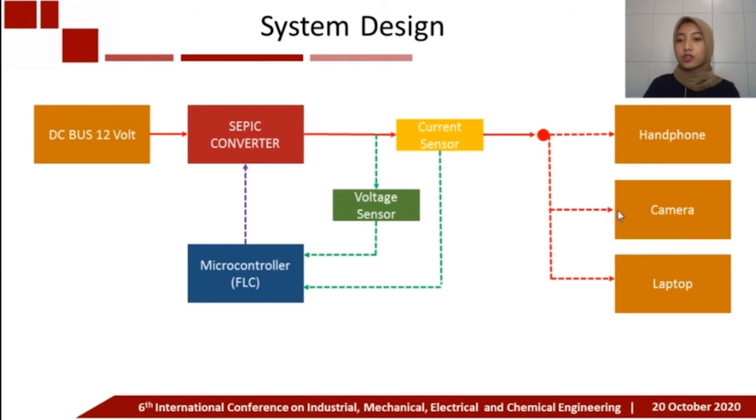And here there are three DC loads with different charging voltage. When one of the loads is connected to the system, the duty cycle will be increased until the current sensor reaches the current flow to the load. When the current sensor reaches the current flow to the load, the system will know what type of DC load is connected to the system. Is it handphone, camera, or laptop? When the system knows the type of DC load connected to the system, then the charging process will be started. Here, we use the constant voltage method for the charging.